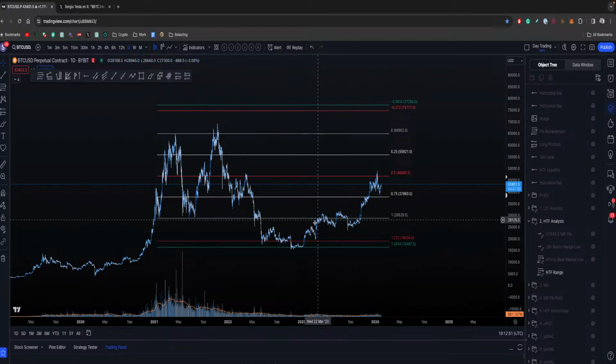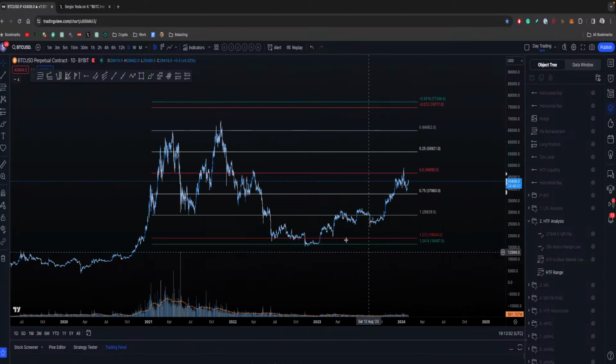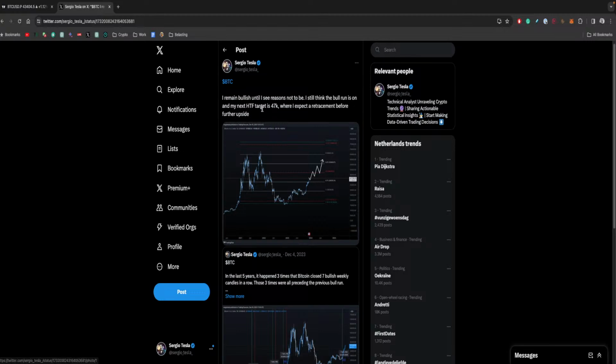And after that, we had just this follow through up. The reason why I was saying 47K is simply because that's the midline of that range, and that's obviously going to be a very important level. So that's why I was saying at this point I expect retracement for the upside.